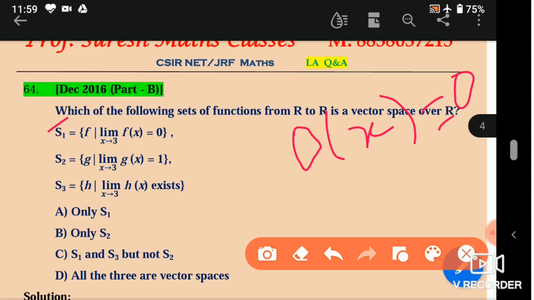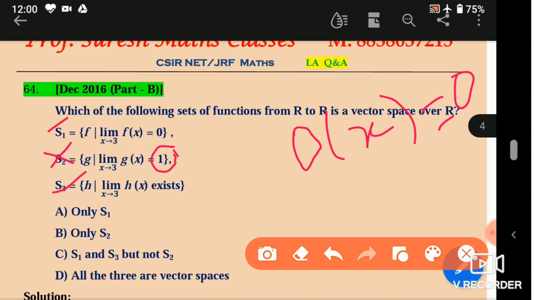The second one, what is the meaning? Whenever you take limit x tends to 3, the value must be 1. So this means the 0 function is not included in S2. So S2 cannot be a vector space because it does not contain the 0 vector. And then the third one, the limit of h of x exists. Exists means 0 also, because if it is 0 you will get 0. Exists means any finite value. So for now, S2 is not a vector space.